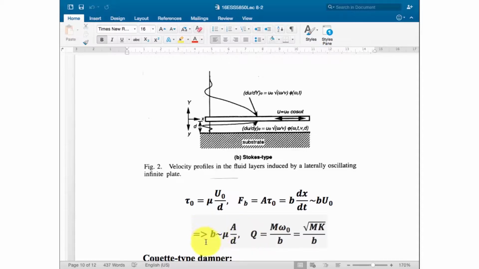Another way to change the damping is by increasing the surface area. Okay, you change the top surface area, you also get a lot of damping. And if you reduce the distance between them, you reduce the damping here. Okay, so this is the equation here.